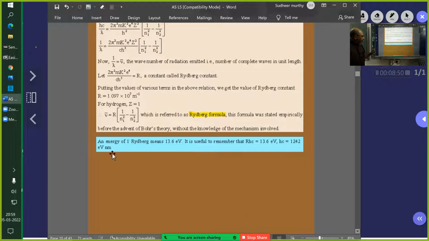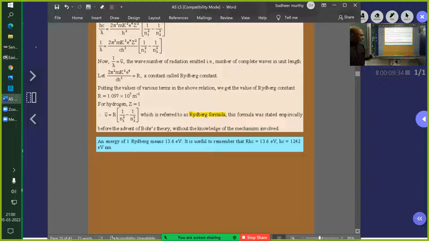And one more important note: here is an energy of one Rydberg. See, this is also a unit of energy, meaning 13.6 electron volt. In some numericals they have used this as the energy, the Rydberg energy. It is useful to remember that R into hc is equal to 13.6 electron volt, and hc is equal to 1242 electron volt nanometer. So this is a very useful formulation.